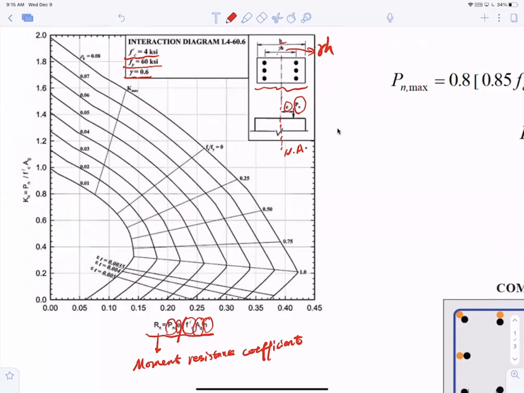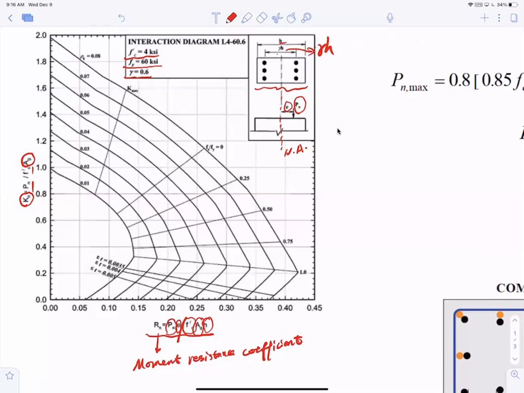Now in the y-axis, you have Kn, which is the axial coefficient, right? And that is the axial force Pn divided by f'c compressive strength and divided by the gross area of the section, entire section, which is Ag. Okay, now you start seeing these solid lines in this chart, right?